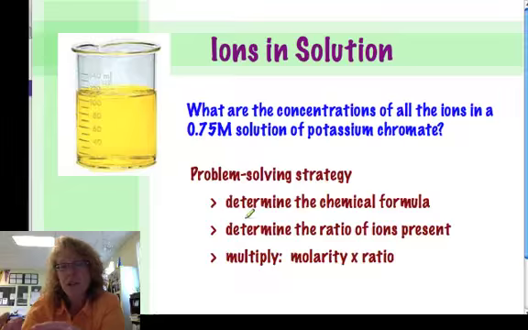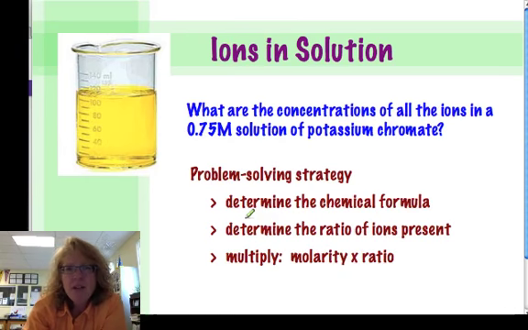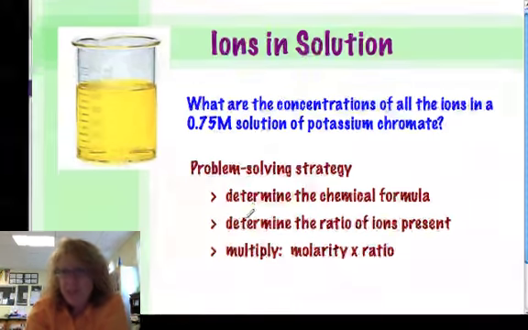So our problem solving strategy. Number 1, you have to figure out what the formula is, because you need to know what that is. Number 2, you have to look up what chromate is. You need to figure out what kind of ions are present in that formula. And number 3, you're just going to multiply. So let's take a look at how this works out.